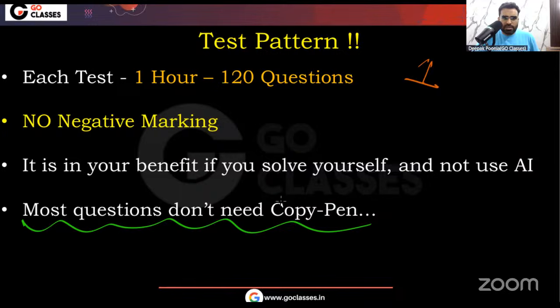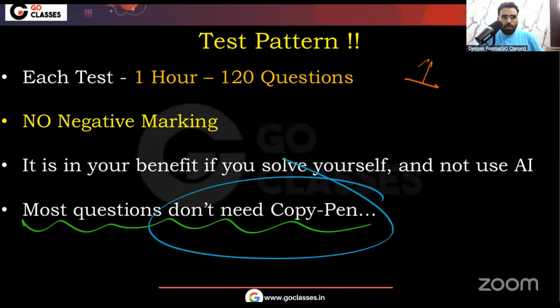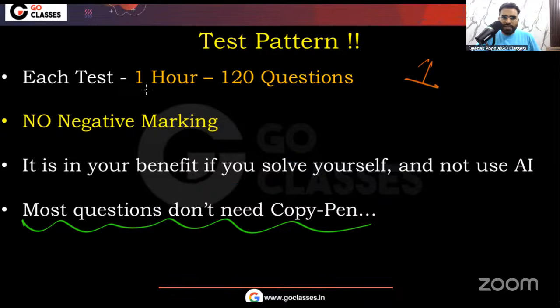And for most of the questions, you don't need any copy pen also. Okay, within maybe 10 seconds, within 15 seconds, you can solve the question. In the worst case, 30 seconds is enough to solve almost all the questions. Okay, so I hope you got it. So please solve the questions yourself and don't use AI.